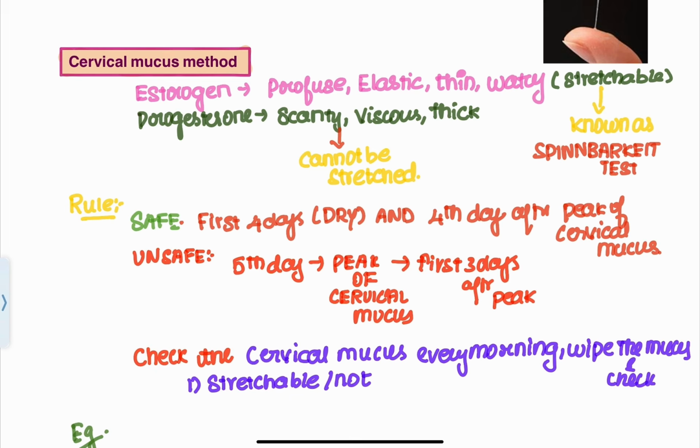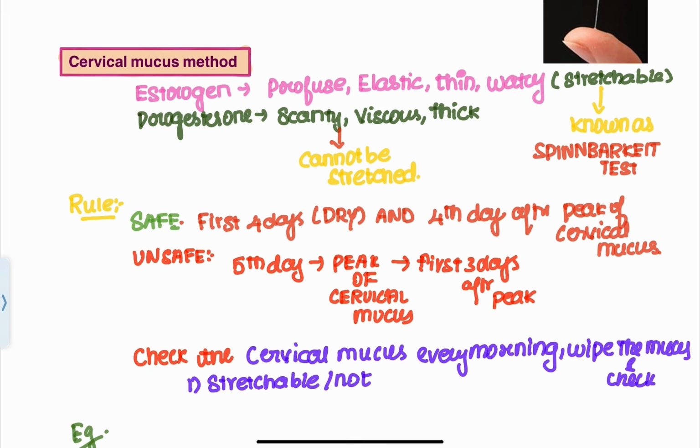The cervical mucus method is also known as the Billings method. Now you may have a doubt: you told me that with respect to the calendar method, you are going to predict the day of ovulation. Again, with respect to the basal body temperature, you are going to ask the patient to check the temperature, that is the core body temperature. But with respect to cervical mucus, what are you going to do?